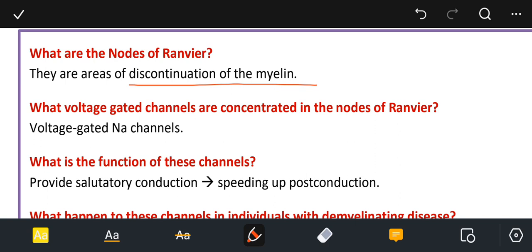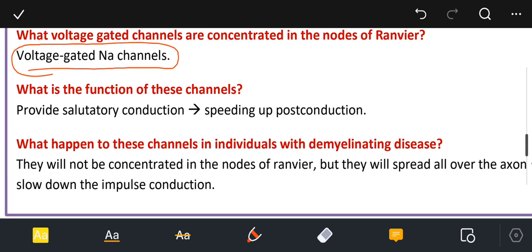What voltage gated channels are concentrated in the nodes of Ranvier? They are voltage gated sodium channels, because these are the channels which are responsible for initiation and then propagation of the impulse across the length of the axon. What is the function of these channels? They provide saltatory conduction, speeding up conduction.